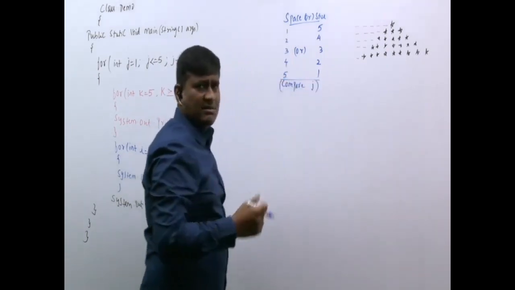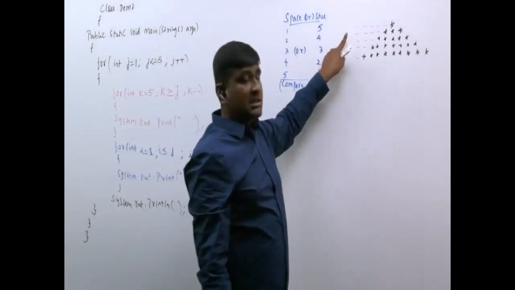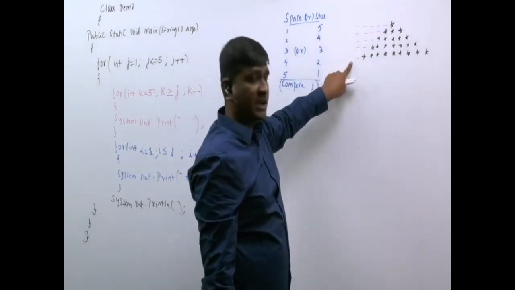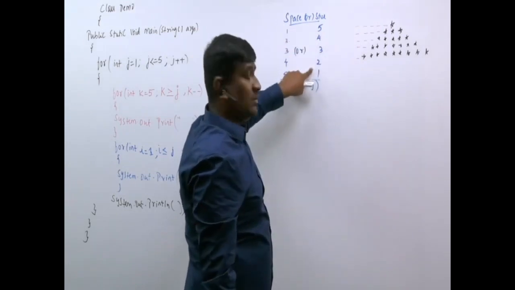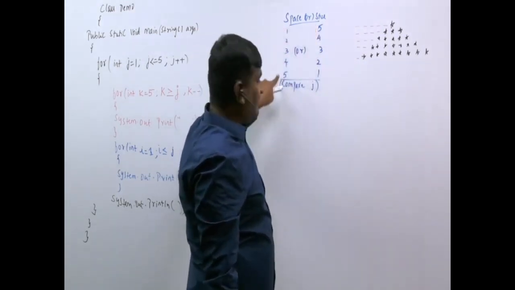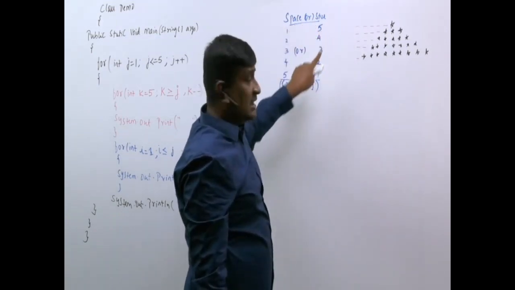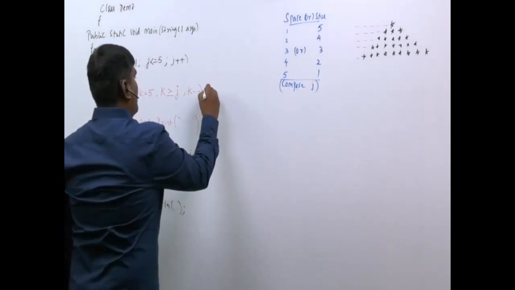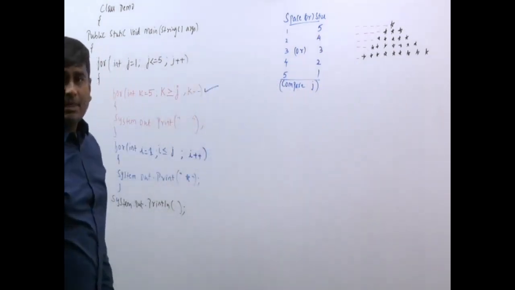Sir, I didn't understand. What are you telling? Look here. Tell me, in the first line how many spaces are there? 5. Next 4. Next 3. Next 2. Next 1. See here 5, 4, 3, 2, 1. Whenever you have this kind of combination, either for space or star, then always compare with what? j. That's why this part, whatever I have written, it is correct for space.